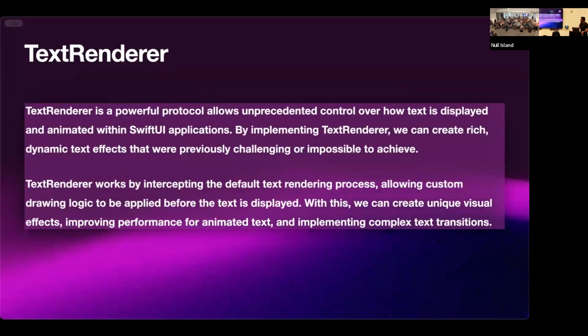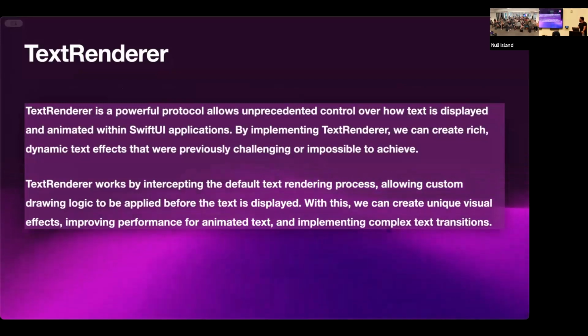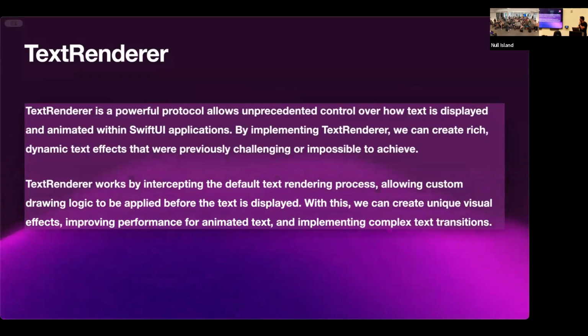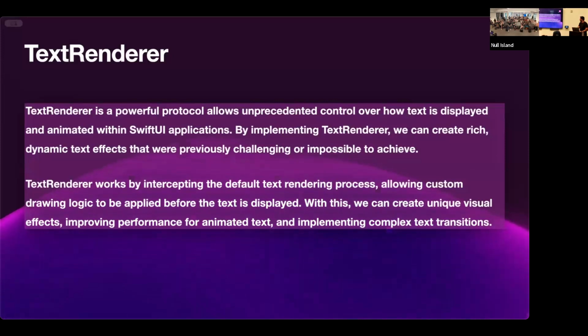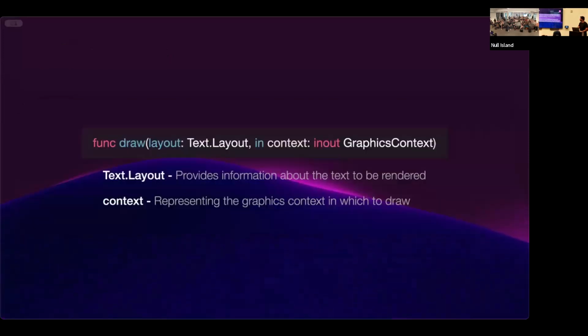This is another excerpt, so I'll just read this out. TextRenderer is a powerful protocol that allows unprecedented control over how text is displayed and animated within SwiftUI applications. It can create rich dynamic text effects, previously challenging to achieve. TextRenderer works by intercepting the default rendering process, allowing custom rendering logic to be applied before the text is displayed. With this, we can create unique visual effects, improve performance for animated text, and implement complex text transitions.